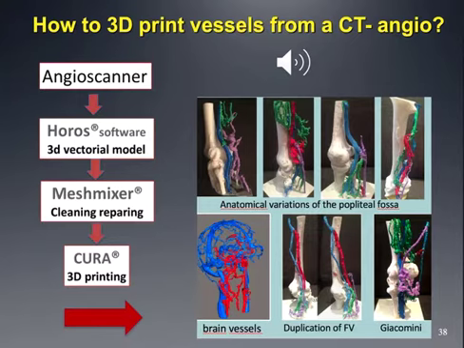The second step is the use of Meshmixer software. This is cleaning and repairing the vectorial model produced by Horus. And lastly, when the model is ready, we use Cura, which is dedicated to 3D printing. All these software are free and freely available on the internet.